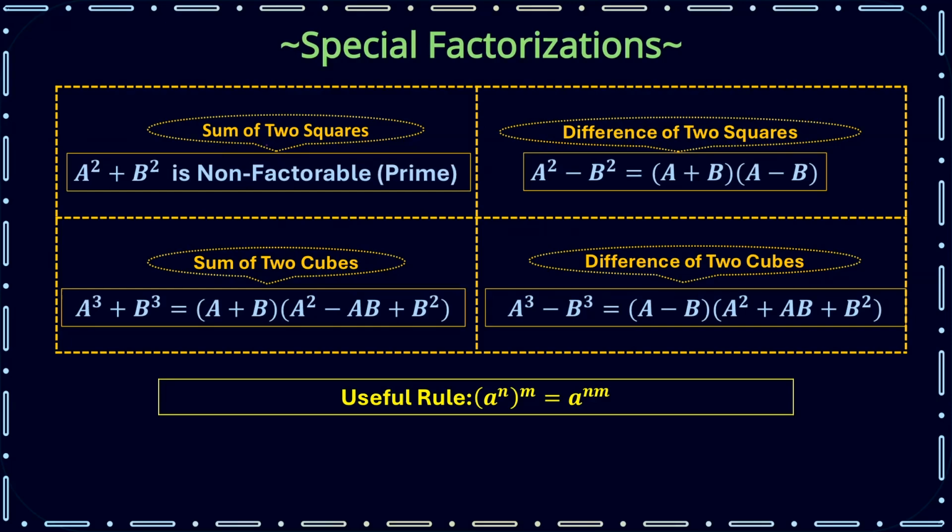In this lesson, we're going to look at special factorizations. We have the sum of two squares, which is actually a prime non-factorable. We have the difference of two squares. We have the sum of two cubes and the difference of two cubes.